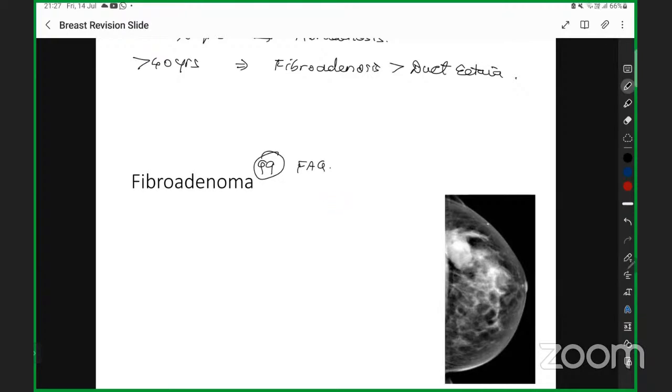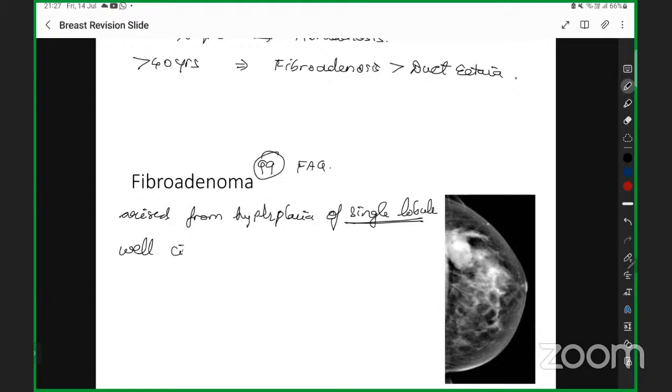Fibroadenoma arises from hyperplasia of a single lobule. Very, very important keyword. This is going to be arising from a single lobule, hyperplasia of a single lobule. The properties are going to be a well circumscribed lesion. It is going to be very smooth, firm, nodular, and mobile.